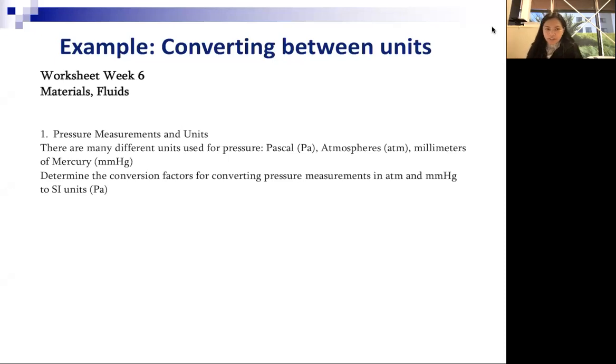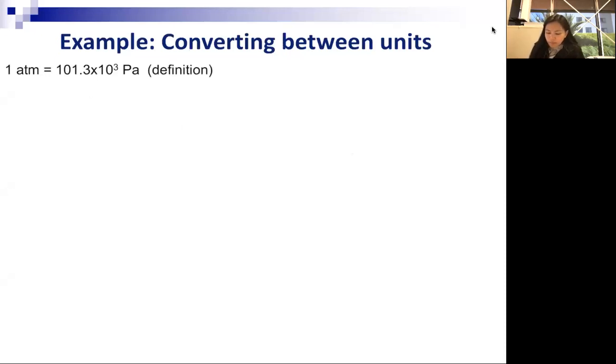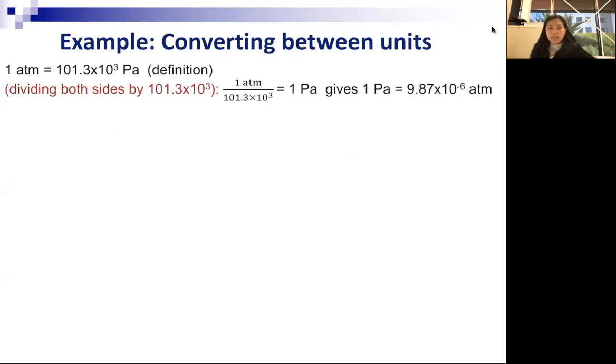Okay, so let's look at the solution for this. So atmosphere, the conversion factor is from definition. We've seen that 1 atmosphere is equal to 101.3 times 10 to the 3 pascals. But if we wanted to find the conversion factor between pascals and atmosphere, meaning 1 pascal is equal to how many atmospheres, we can divide both sides by 101.3 times 10 to the 3. So 1 atmosphere divided by 101.3 times 10 to the 3 gives us the appropriate conversion factor between 1 pascal and atmosphere.